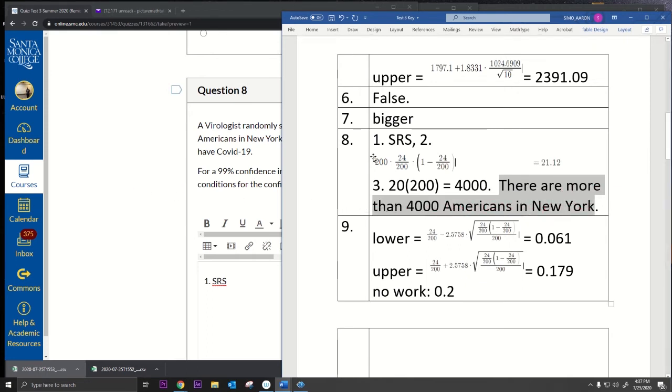Okay, so that's number 8. We just checked the 3 conditions, 1, 2, and 3. It's difficult. One thing students struggle with is they mix up the conditions for the mean and the proportion. Now what is this? This is the proportion. See, 24 out of 200, that's a proportion. Alright, moving on. Let me move this out of the way.